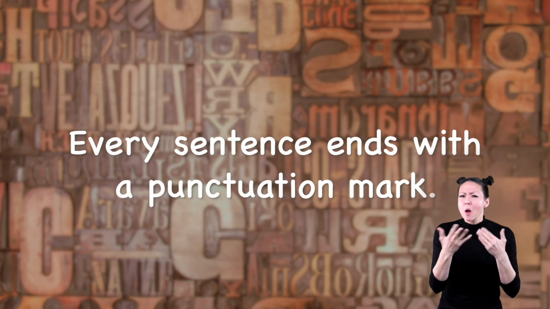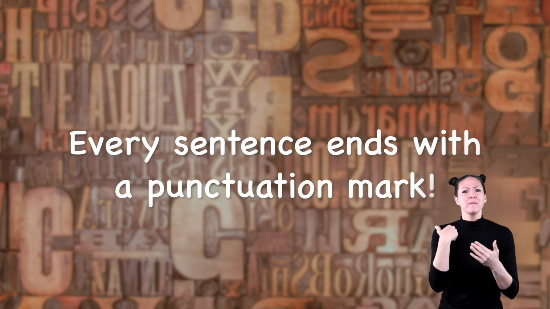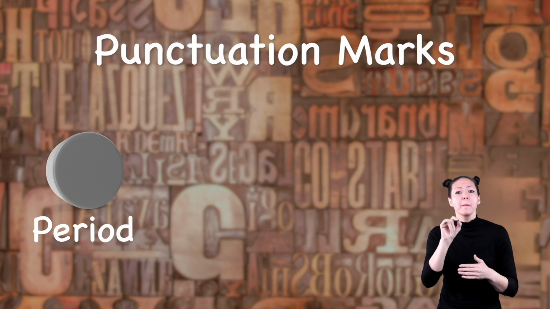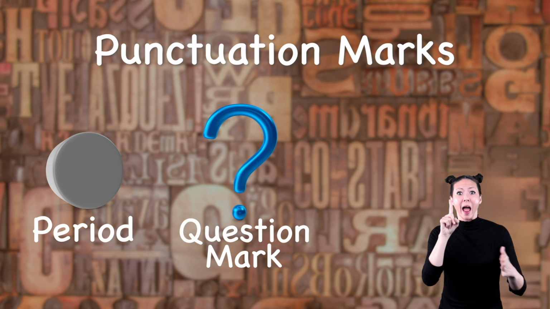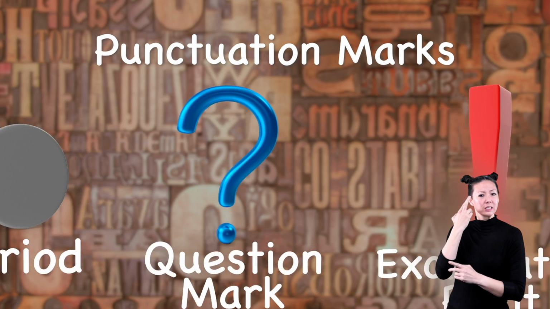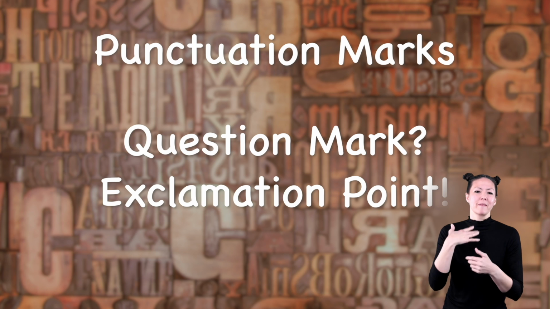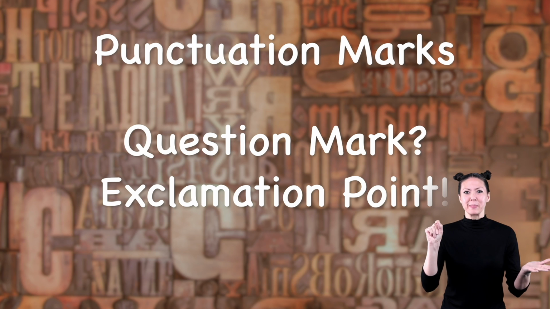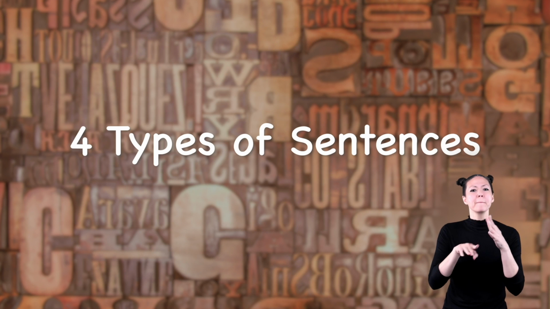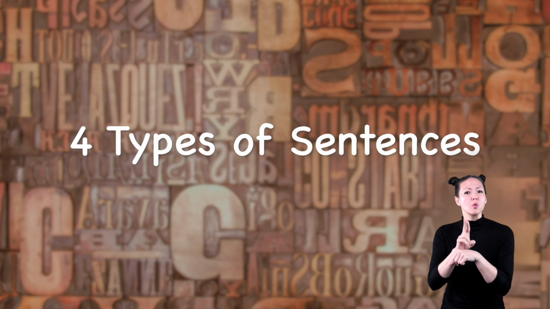Every sentence, no matter how big or small, and no matter how many words are in it, ends with a punctuation mark. There are periods, question marks, and exclamation points, and they each have their specific purpose. Most sentences end with a period, but there are plenty that use question marks and exclamation points. Let's talk about the 4 basic types of sentences, what punctuation they use, and what they're for.